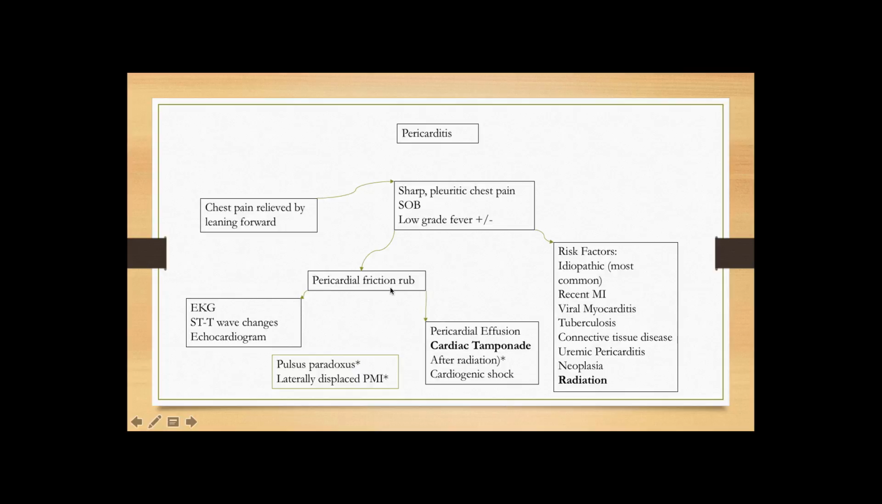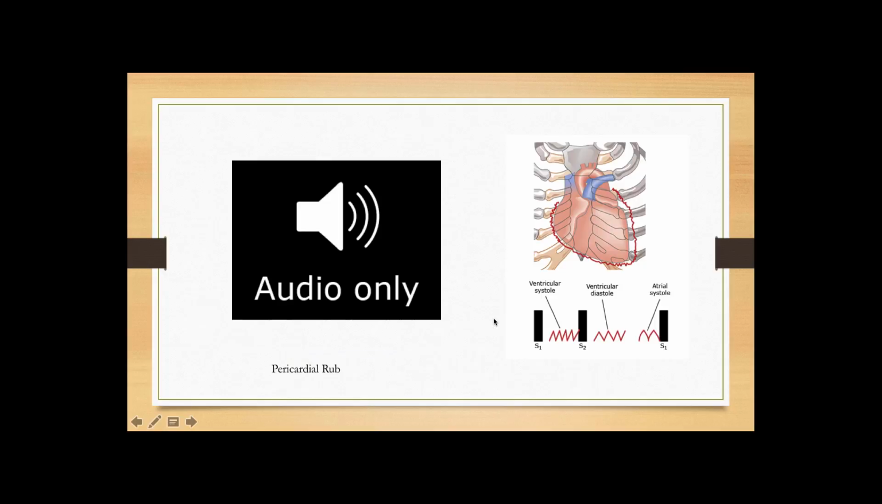A rub will go away too, but on top of shortness of breath, now on physical exam they will have pulsus paradoxus, which is basically a drop in blood pressure of more than 10 millimeters of mercury when they take a deep breath in, and then also they will have laterally displaced PMI. So basically point of maximum impulse will be laterally displaced, because now they have a lot of effusion. So these are some things to keep in mind.